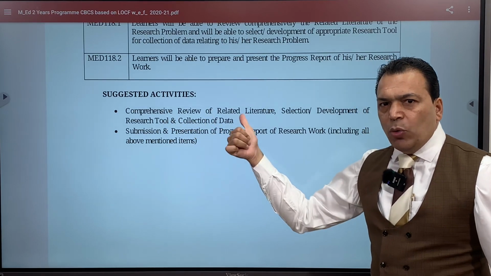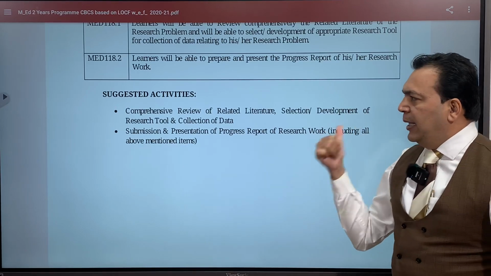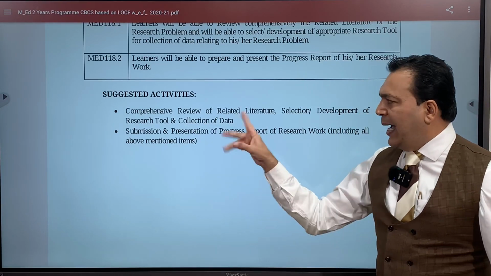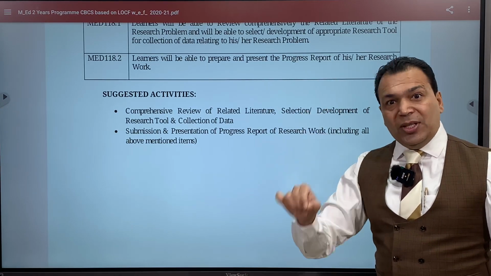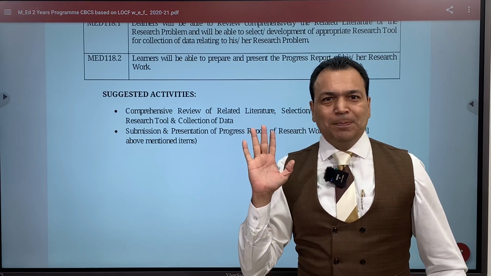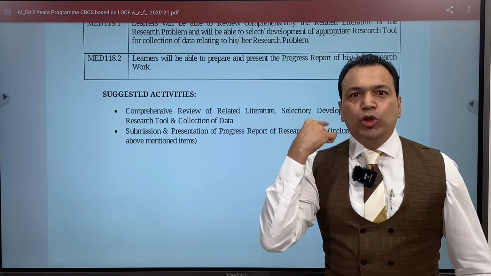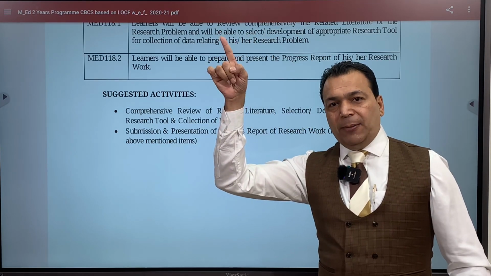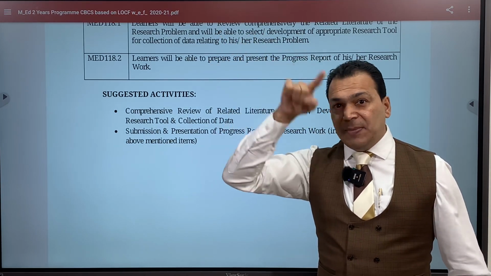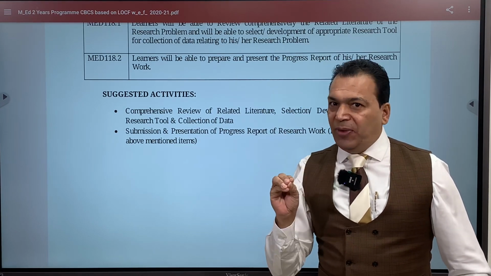Comprehensive review of related literature, selection and development of research tools, and collection of data. In this semester you have to collect the data, right? Whatever sample you have chosen, you have told in front of the examiner. Think that in the second semester, this sample you have taken.